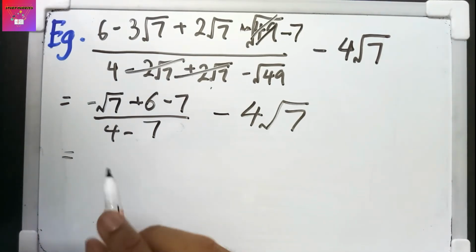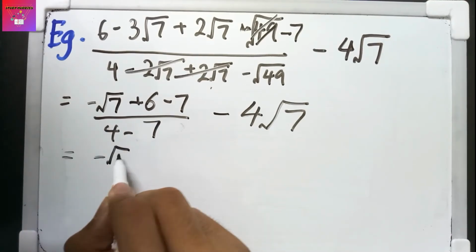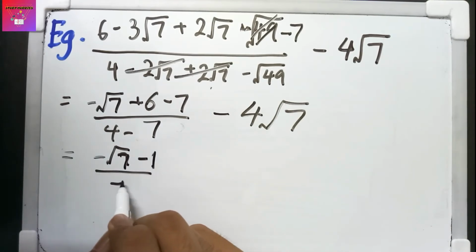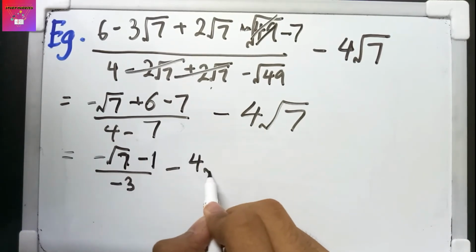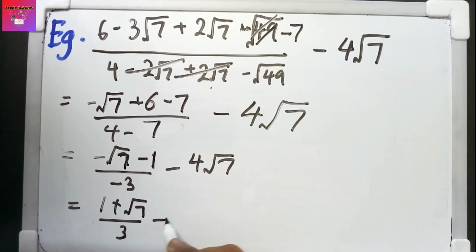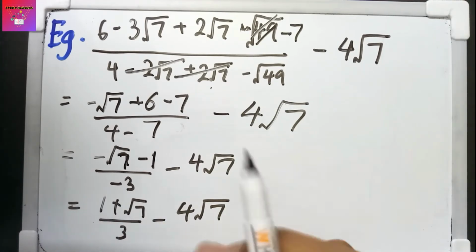Okay, so now let's move on. We can see negative surd 7 minus 1 over negative 3 minus 4 surd 7. So we can simplify this to 1 plus surd 7 over 3 minus 4 surd 7. So at last we have rationalized the fraction which we saw in the beginning of the question, and now we can continue to solve the part which I asked you to ignore just now.